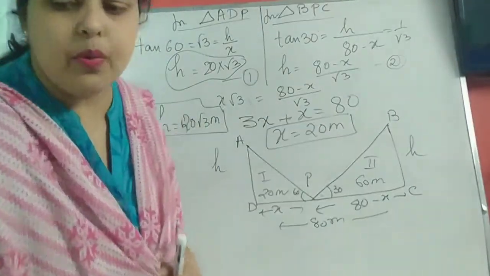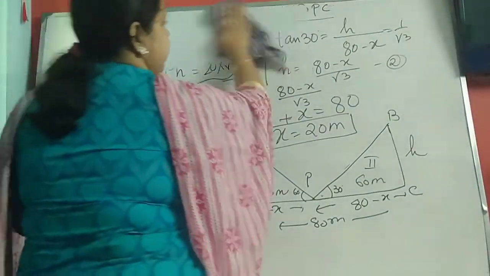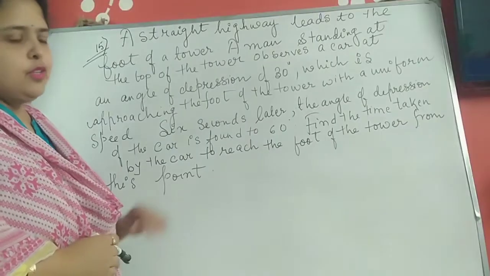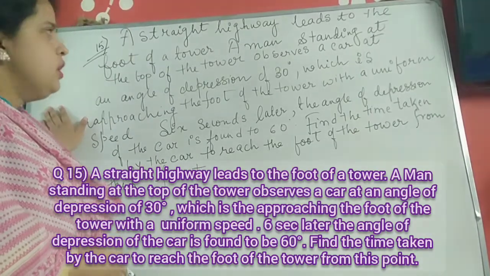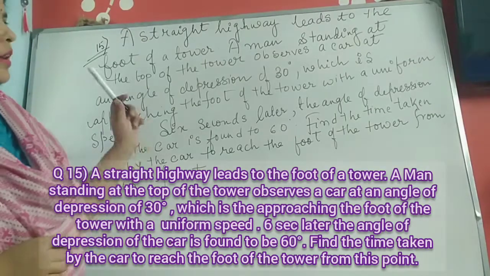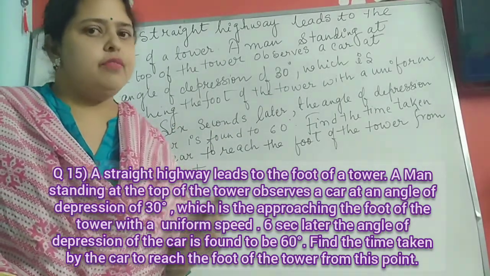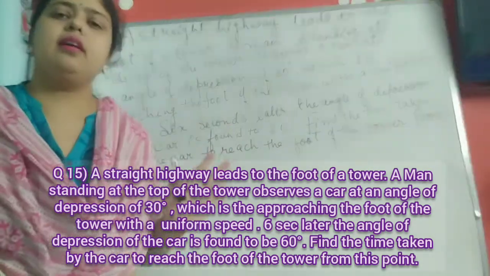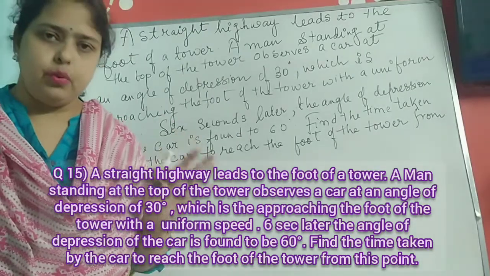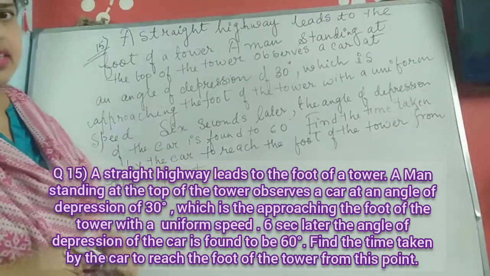After this one I will be moving to the third problem. So let me erase this one first. So here is the 15 number problem. What is the problem? Let's read out the problem very well. Then we will make the diagram as we did in the previous two problems. Then comes the question of solving it.